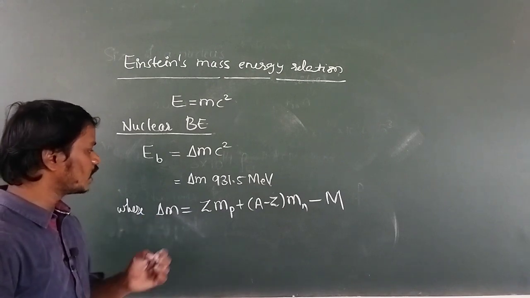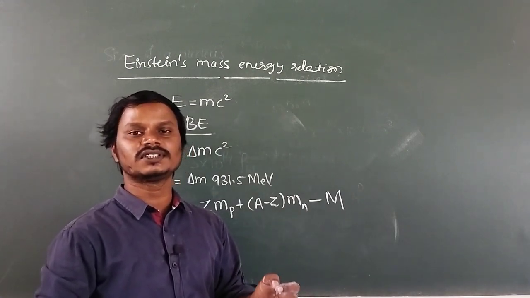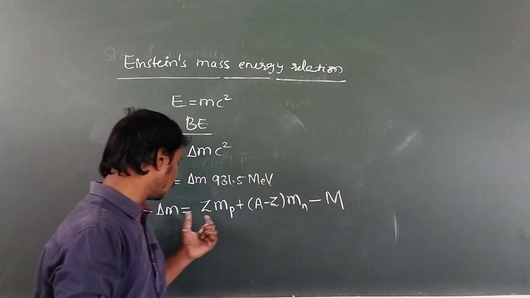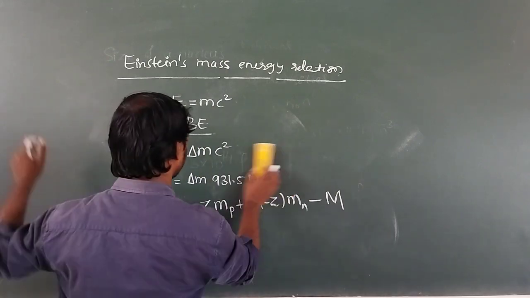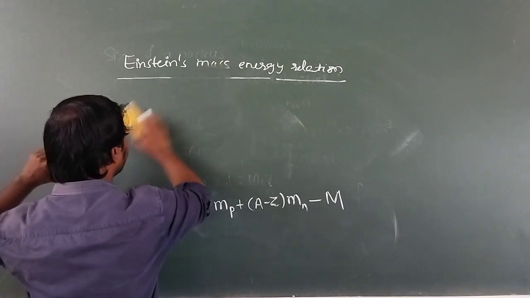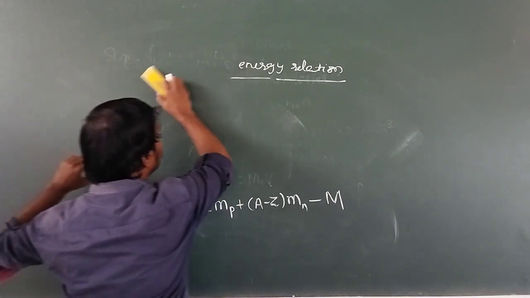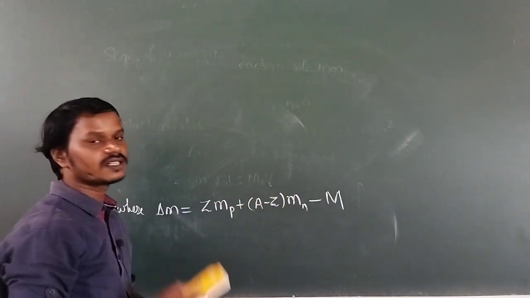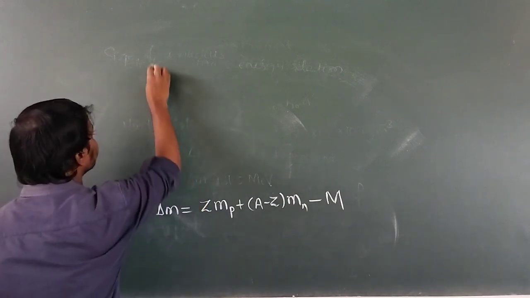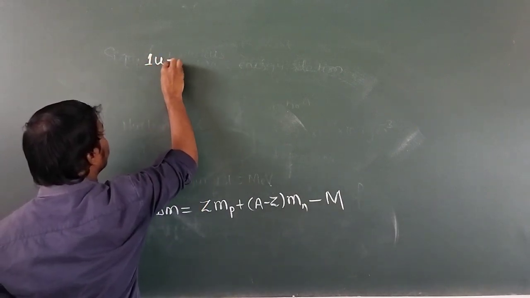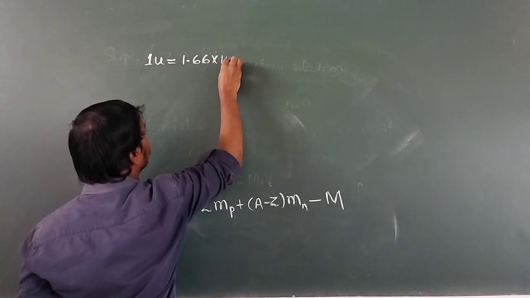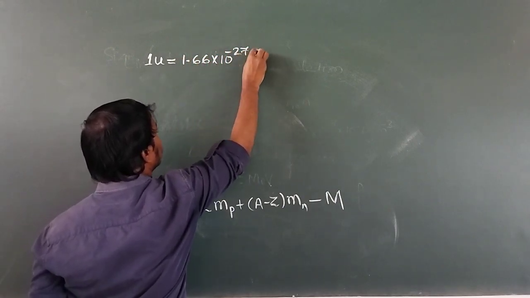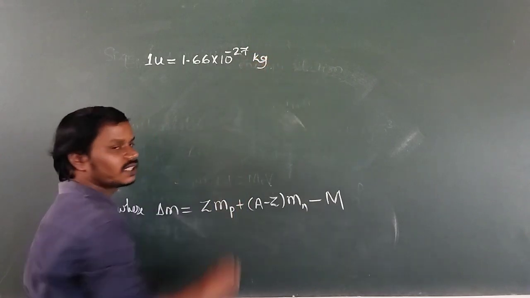In nuclear physics and atomic physics, for the measurement of mass, we use the unit atomic mass unit. So, what is the value of one atomic mass unit? That is 1 u is equal to 1.66 into 10 to the power of minus 27 kg.